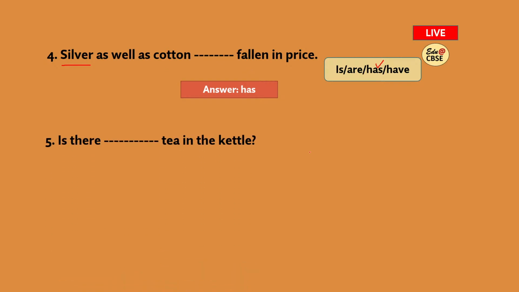Now the determiner here in the fifth sentence: is there dash tea in the kettle? If you want clues for this sentence, here are the clues: few, any or some. Yes, you are correct, Anish. Madhav, Subhansh, yes, it is any. Is there any tea in the kettle?